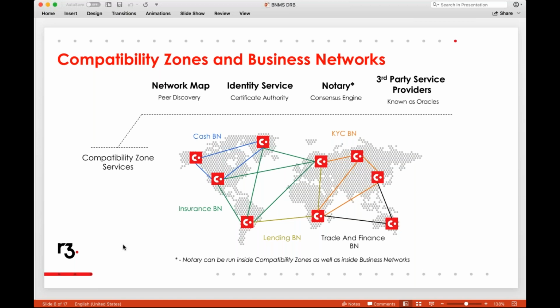Mike, not necessarily. I'm happy to put the network map compatibility zone issues to one side to make sure that we fully understand the business network proposal. The question that I raised was really about understanding what that statement meant: notaries can run inside a compat zone as well as a business network. I'd rather stick to the scope of the presentation because quite a lot of effort has been put into it and we should understand it properly. If anyone else objects, please feel free to say so.